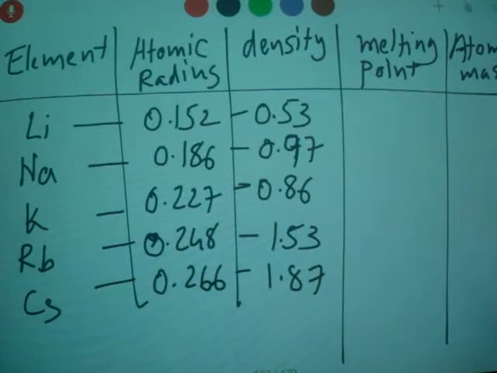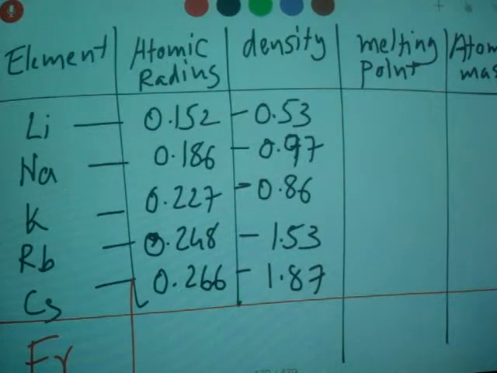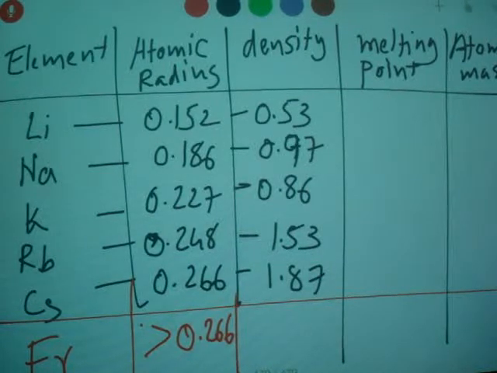So when we predict francium, francium is here. We know that in that column francium is here. So we can predict radius. It should be greater than 0.266, right? We can predict based on that trend. We know that when you go down, atomic radius increases. Then we can say density is also greater than 1.87.